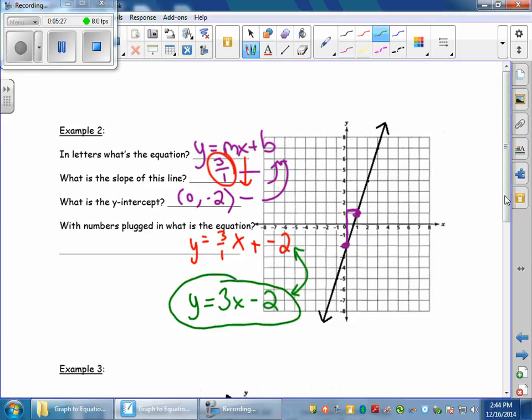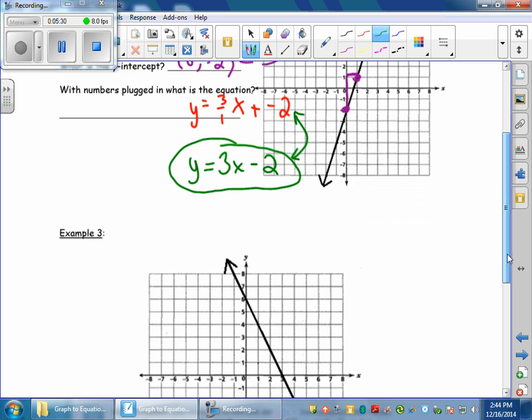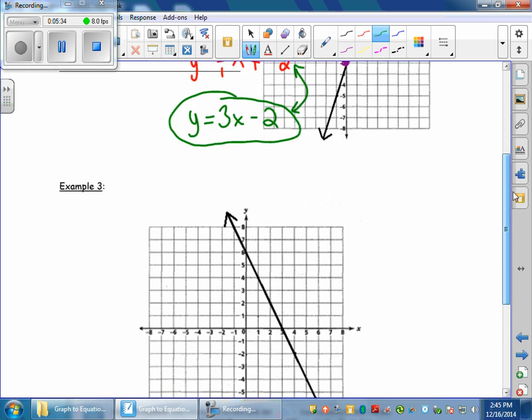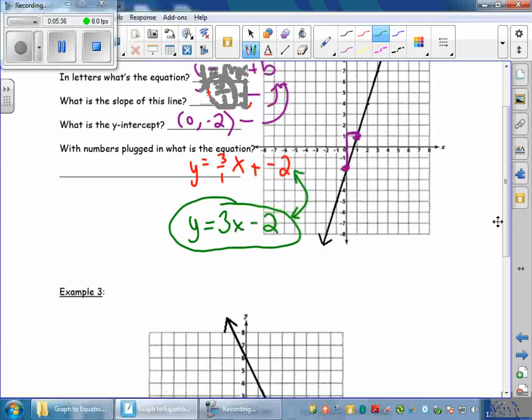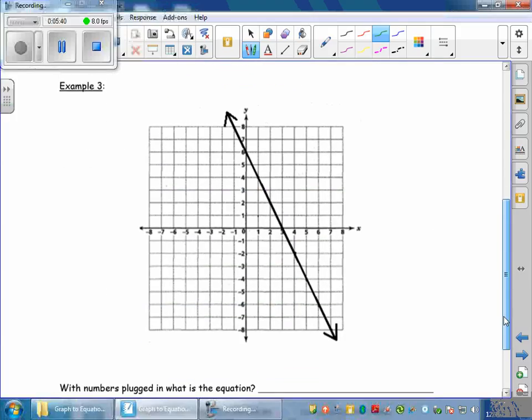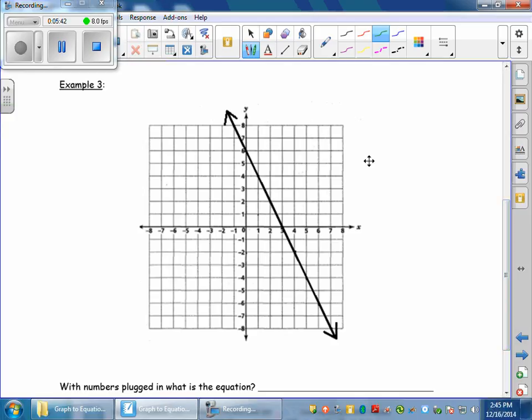Okay? Let's do one more together, and then I'll have three of you try your own. It doesn't ask for the slope and the y-intercept or the equation on this one. This is how it's typically going to look. So even though it doesn't ask for it, I want you guys to write it each time. So first off, what's the equation?